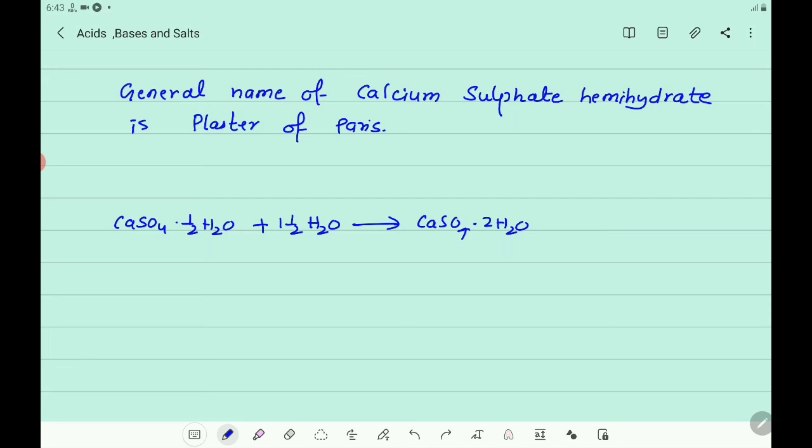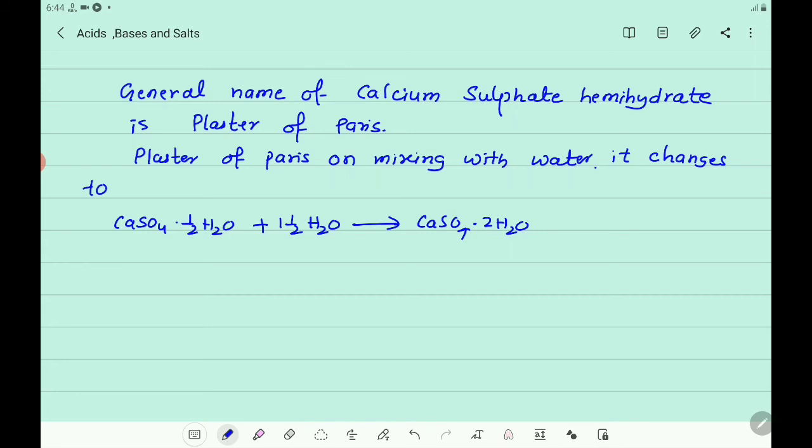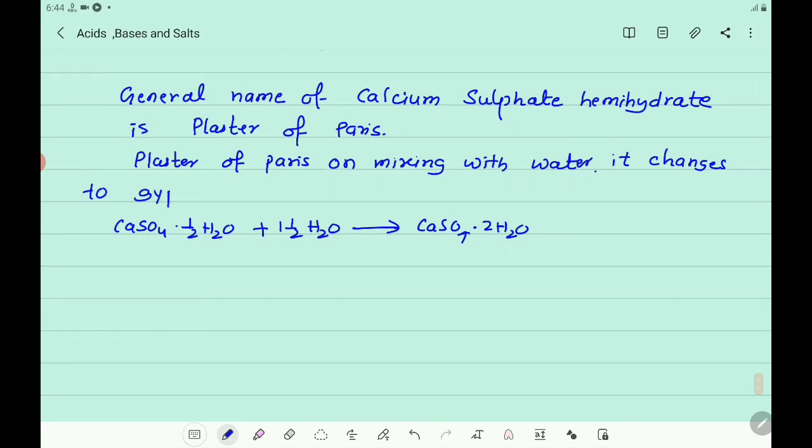So you write that plaster of Paris, on mixing with water, changes to gypsum once again, giving a hard solid mass.